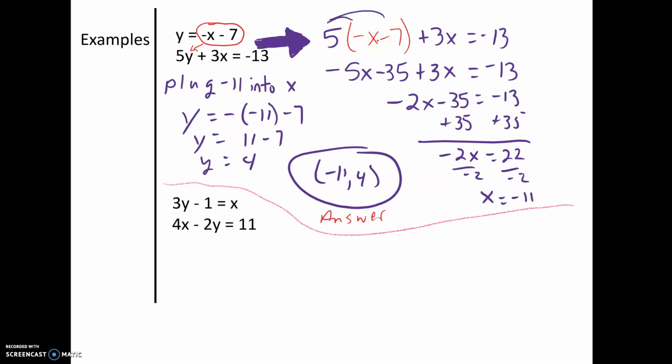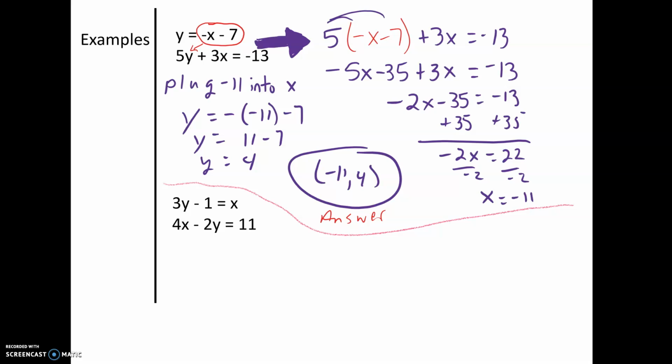This is the next part. Instead of it being 5 times y, it's 5 times that whole other side of the other equation. 5 times negative x minus 7. And I still got to finish out the rest of that equation. Plus 3x equals negative 13. You'll notice I put that negative x minus 7 in red so you can see that's what I plugged into that equation.